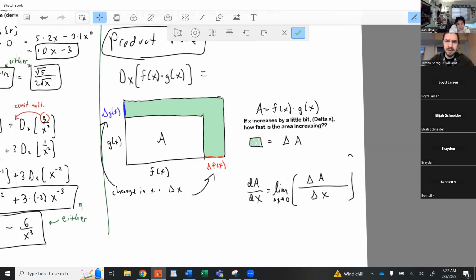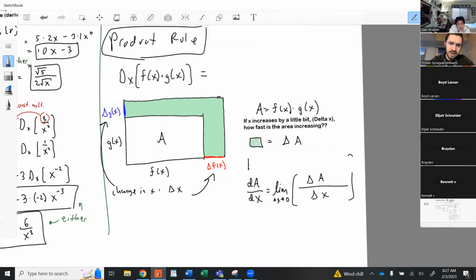So the first step might be the derivative with respect to x, and let's use this notation, of f of x times g of x, equals dA over dx, which is this limit of this difference quotient. Now, from the picture, we can figure out what the delta A is. It's this region over here, right? But we can break that up into pieces right here and here.